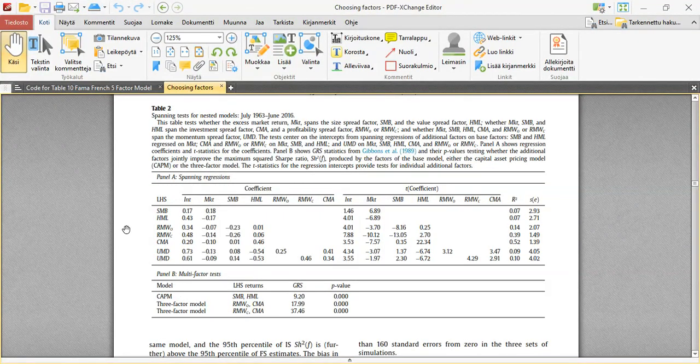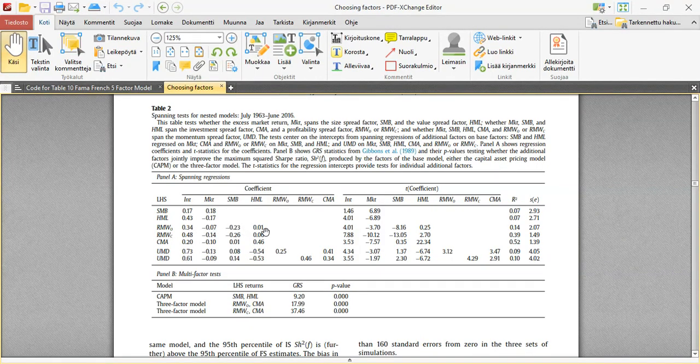So what happens here next is what you see here is we test different versions of the 5-factor model against the 3-factor model. Now under the null hypothesis here, we have the three-factor model, so the market factor, the size factor, and the value factor. We have here a regression equation where we regress the operating profitability factor on the three-factor model.